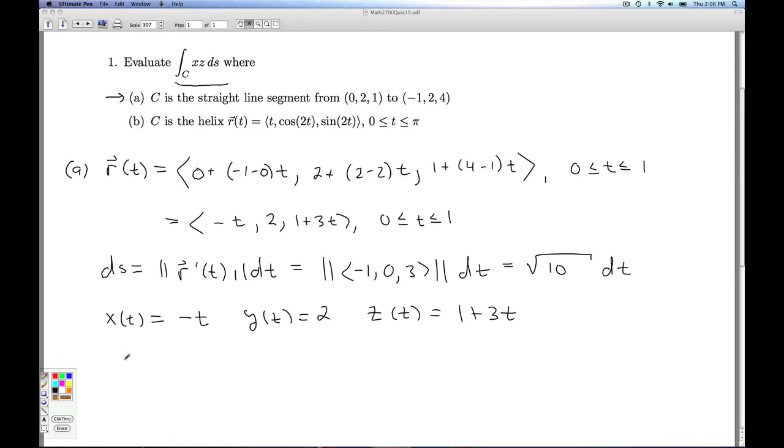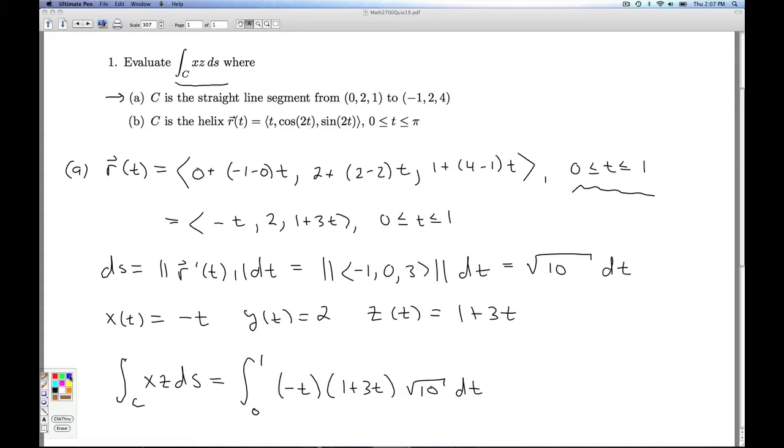So when I go to substitute then on my line integral, the integral over C of xz ds, I just substitute each piece. I'm integrating over the curve C, but I'm going to change everything in terms of t. And the t runs from 0 to 1. So this is the integral from 0 to 1 of x, which is -t, times z, 1 plus 3t, times ds, square root of 10 dt. So just to make sure we all know what's going on here, that's the x on the curve, that's the z on the curve, and that's the ds.